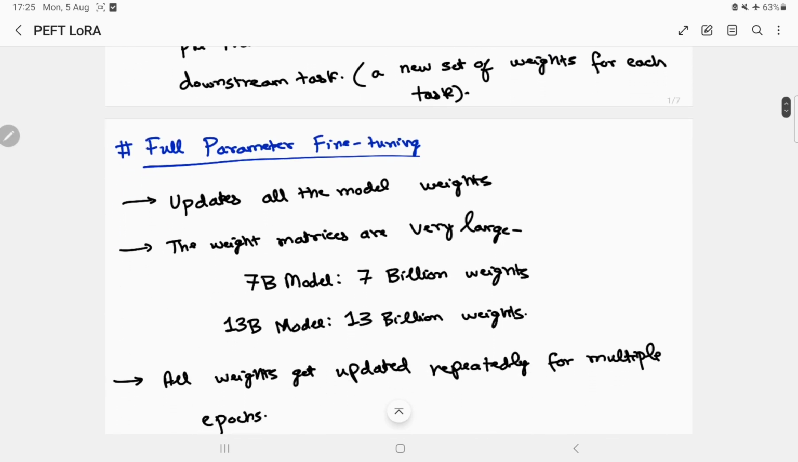Now, like we mentioned, fine tuning could be done in multiple ways. The first one is a full parameter fine tuning, in which essentially you update all the model weights. And the drawback is that the weight matrices can be very large. So if you consider a Llama 7 billion or a Llama 2 13 billion, you do have 7 billion and 13 billion weights respectively, and that could be a lot to load on a consumer grade GPU.